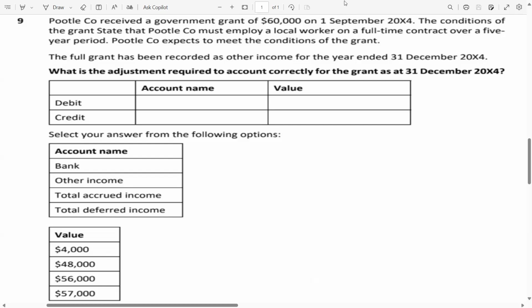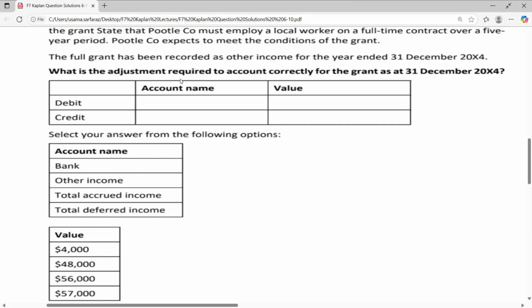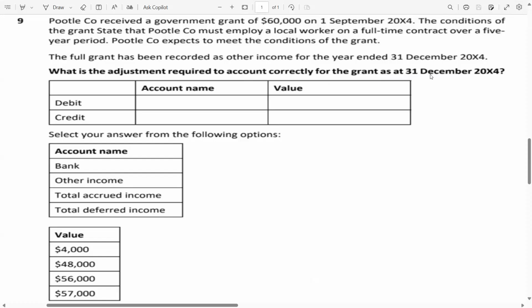Okay guys. What is the adjustment required to account correctly for the grant as at 31st December 2004? Now account name, value, debit, credit. So one thing you have to debit and the other thing you have to credit. Now guys, what is the entry when we receive the grant? Whenever we receive the grant, the entry we make is bank debit, deferred income credit. No need to change this entry because it's already done. It is correct.